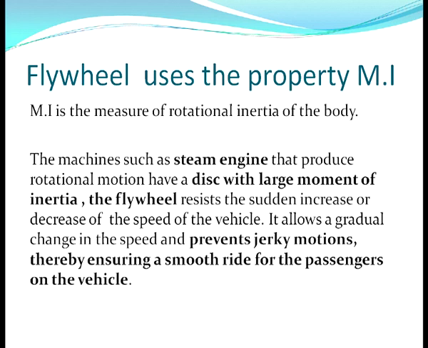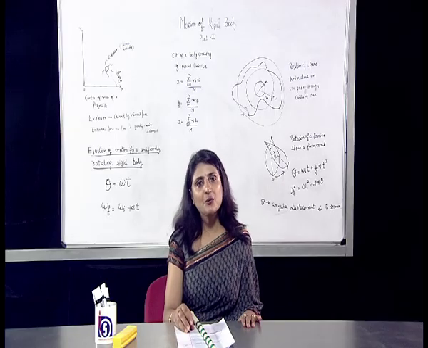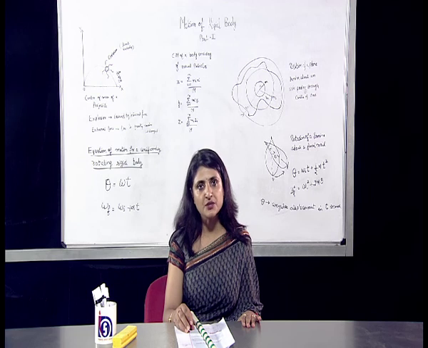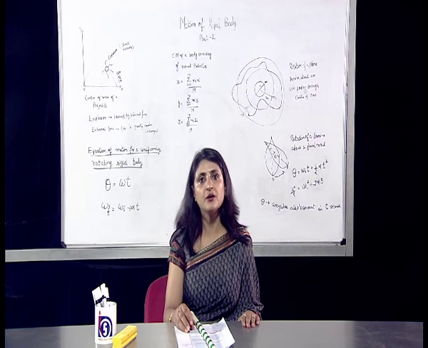The flywheel resists the sudden increase or decrease of the speed of the vehicle. It allows a gradual change in the speed and prevents jerky motions, thereby ensuring a smooth ride for the passengers on the vehicle. Let's talk about the equation of motion of a rigid body rotating about a point O.